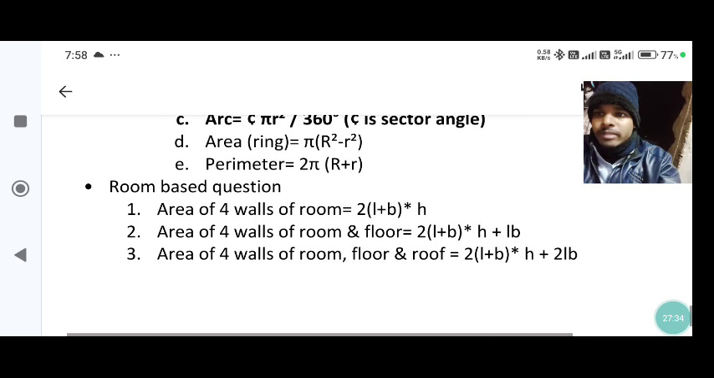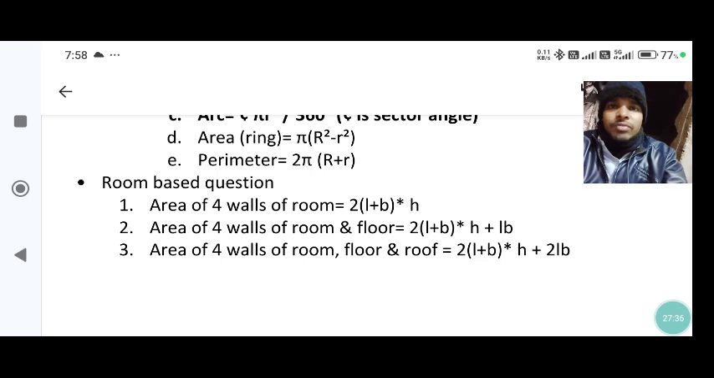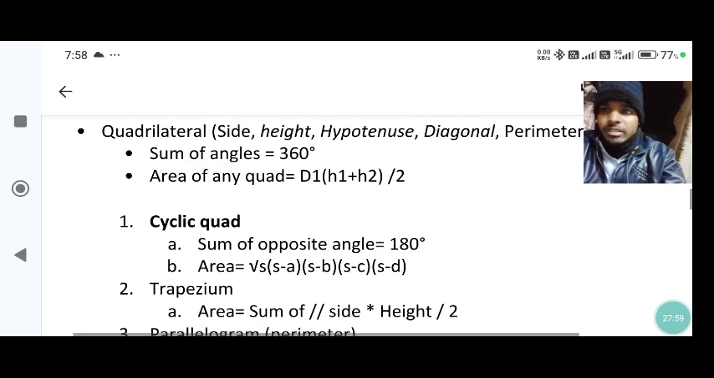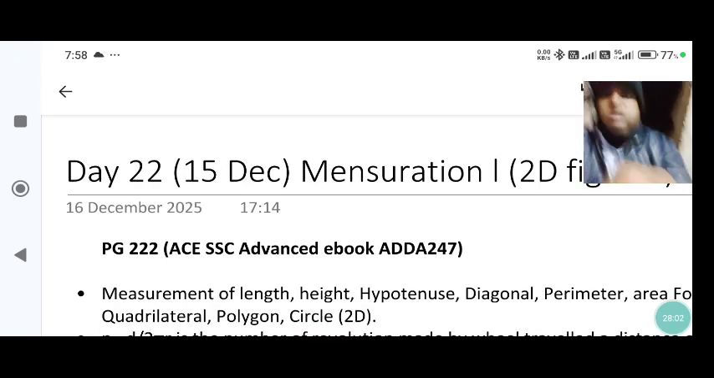Based on room questions, the area of 4 walls is 2 into L plus B into height. The area of 4 walls including the floor is 2 into L plus B into H plus LB, and the area of 4 walls including the floor and the ceiling is 2 into L plus B into H plus 2LB. So this is the end of today's mensuration 1, 2D figures. Meet you in the next video.